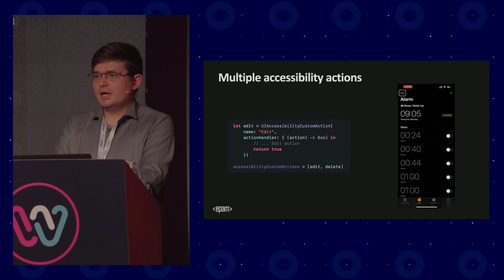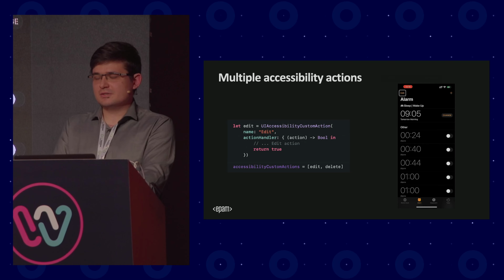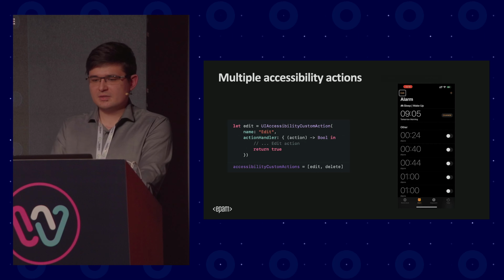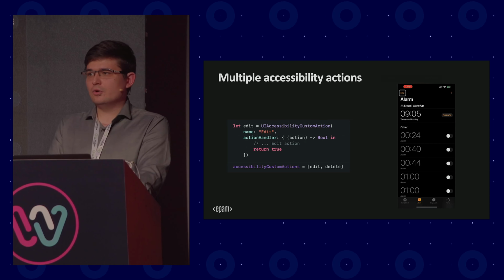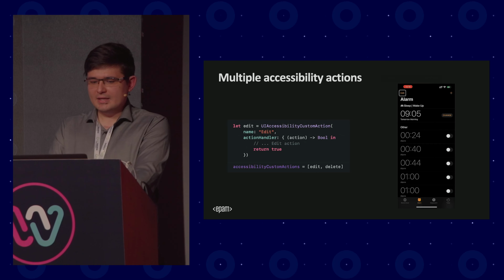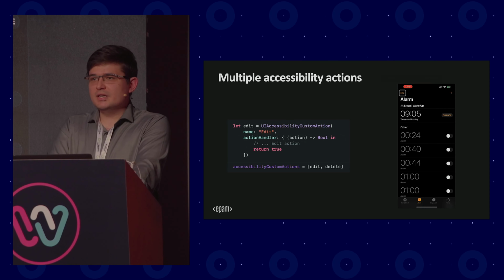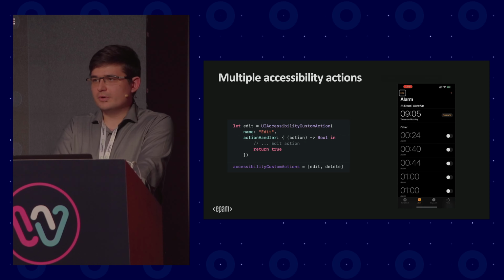Sometimes an element may have more than one accessibility action. So to achieve this, just create an instance of class UIAccessibilityCustomAction, fill in all the necessary parameters, and override the accessibility custom actions property with the array of your created instances.